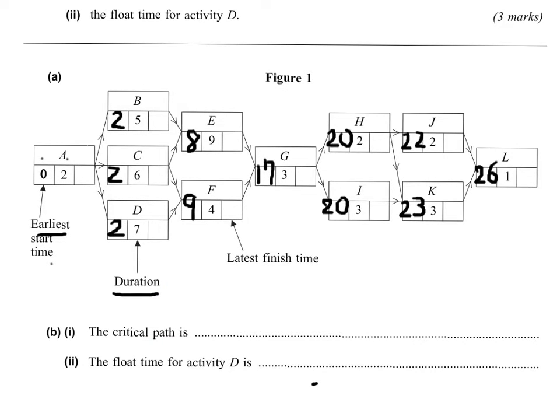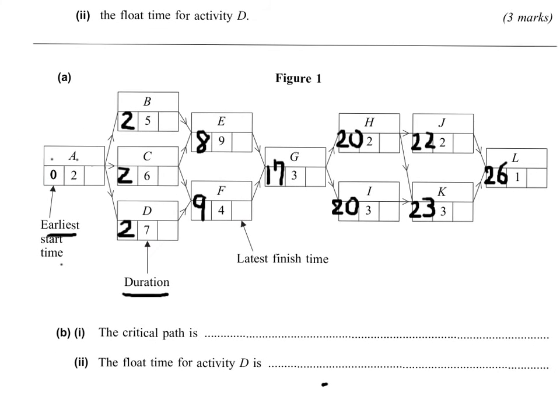To find the latest finish time, we're going backwards. Okay, so let's get a pen. You're going from right to left. Starting from activity L, it started on the 26th day and took 1 day, so you finished on day 27. Now, day 27 is a finish and it took 1 day to finish, so K's latest finish time is 27 take away 1, 26. And here as well, 26.